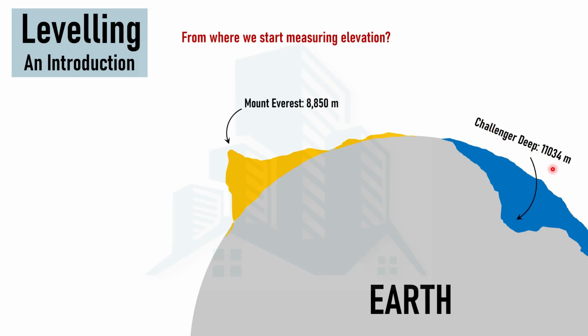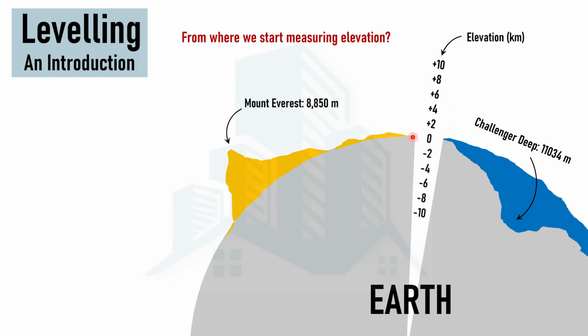Now the place from where we start measuring the elevation is the point where the sea meets the earth, this point. This point is usually considered as mean sea level, where the elevation is considered 0. If we go below that point, the elevation will become negative. If we go above that point, the elevation will become positive. So this is the point where we start measuring the elevation, which is the mean sea level.